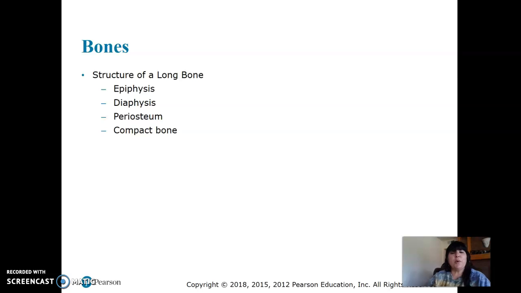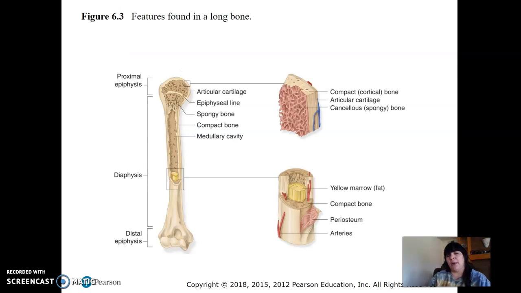So the structure of a bone, this is talking about the different structures. It really helps to look at a picture. So here's a long bone, diaphysis, that's this part. Epiphysis is the ends, right? And in a long bone, there's compact bone, and then there's spongy bone. There's a medullary cavity, that's a space. And there's bone marrow, right?